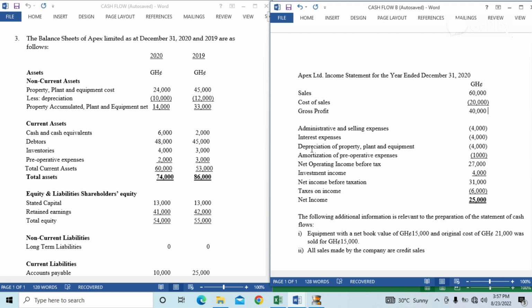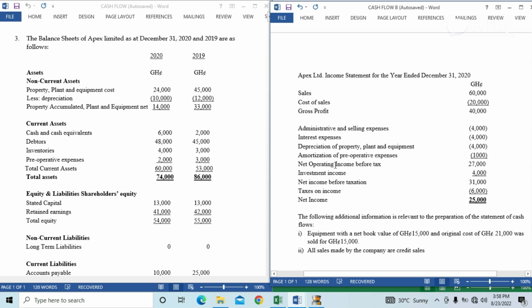So let me show you how that works. And one simple thing you need to note is that the indirect method starts with the net operating income before tax.